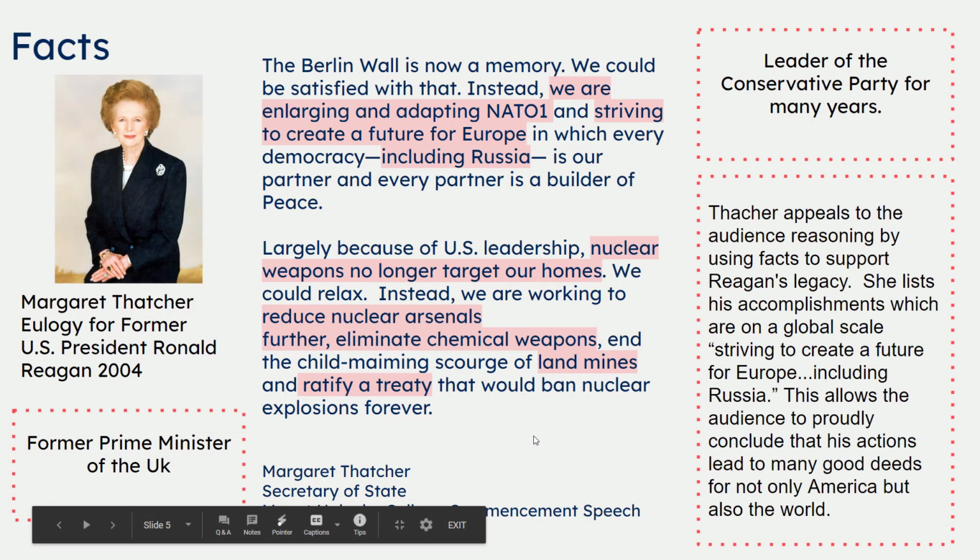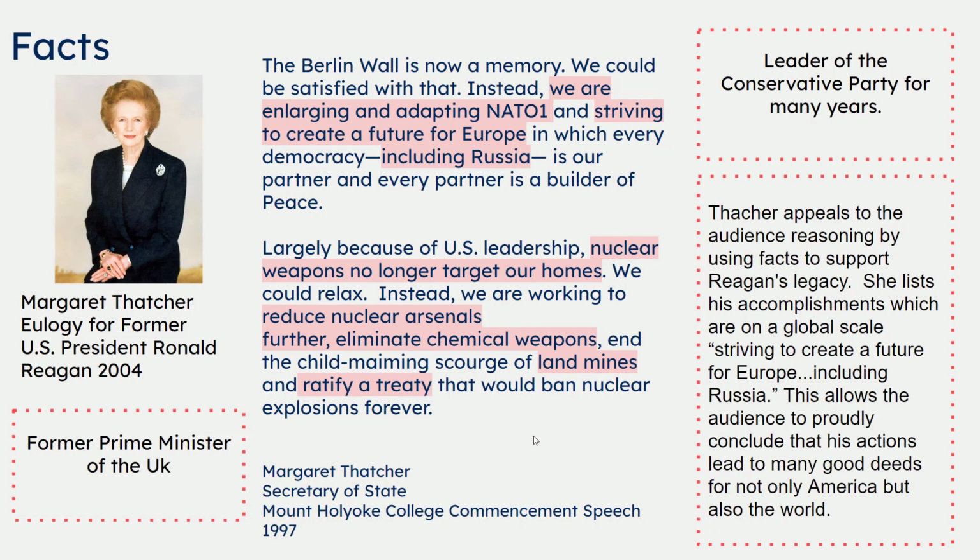Thatcher appeals to the audience's reasoning by using facts to support Reagan's legacy. She lists his accomplishments, which are on a global scale, striving to create a future for Europe, including Russia. This allows the audience to proudly conclude that his actions lead to many good deeds for not only America, but also the world. Notice how I connected her appeal to reasoning with the effect it has on her audience. This is what you want to be able to do, which is your analysis and line of reasoning, or LOR.